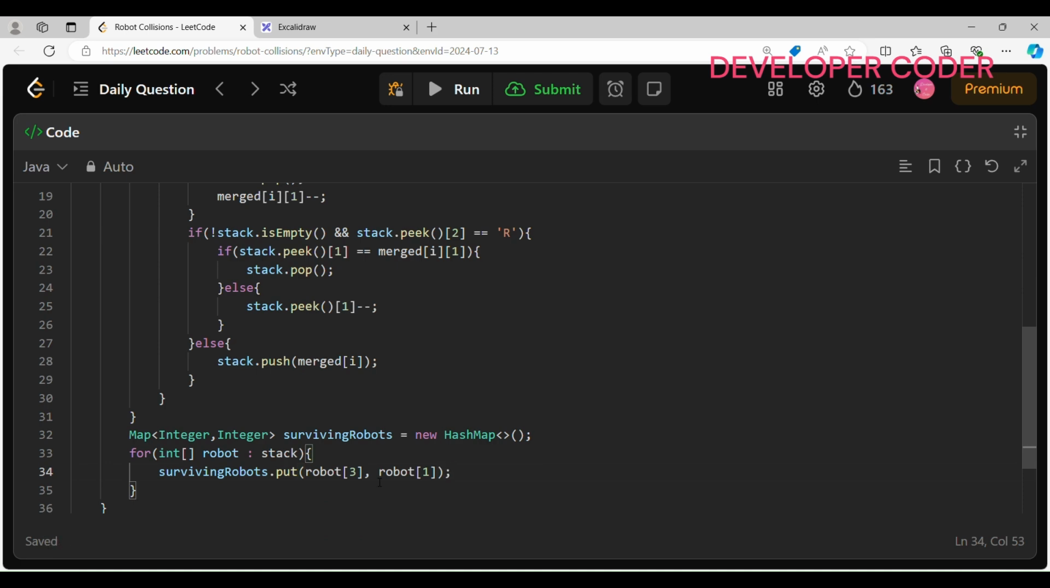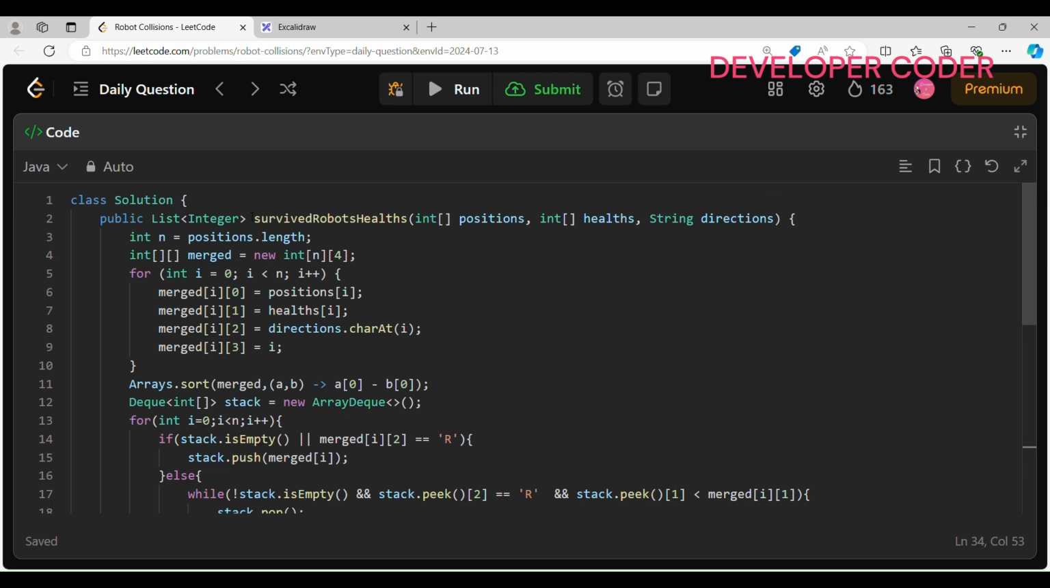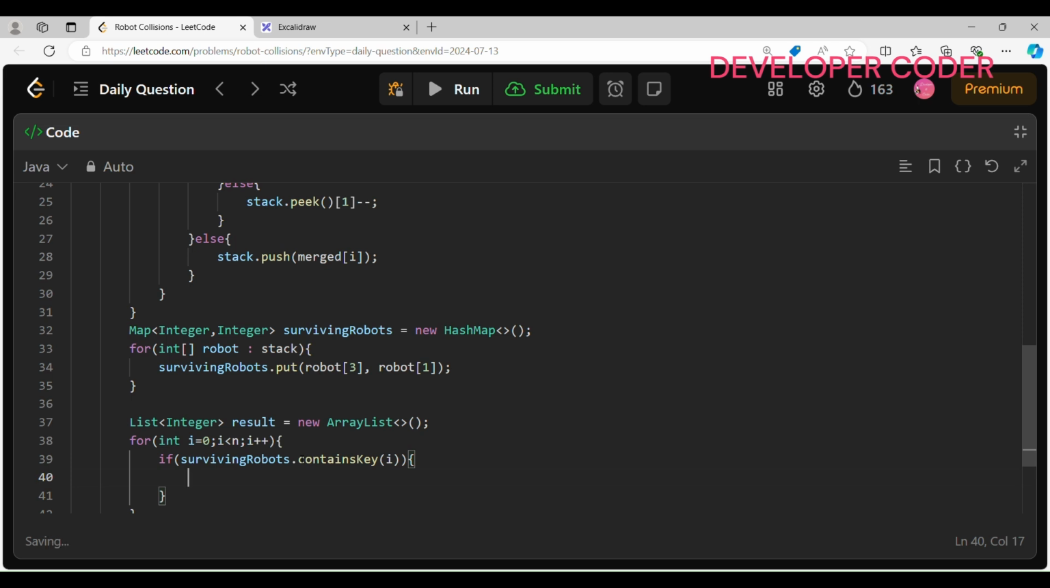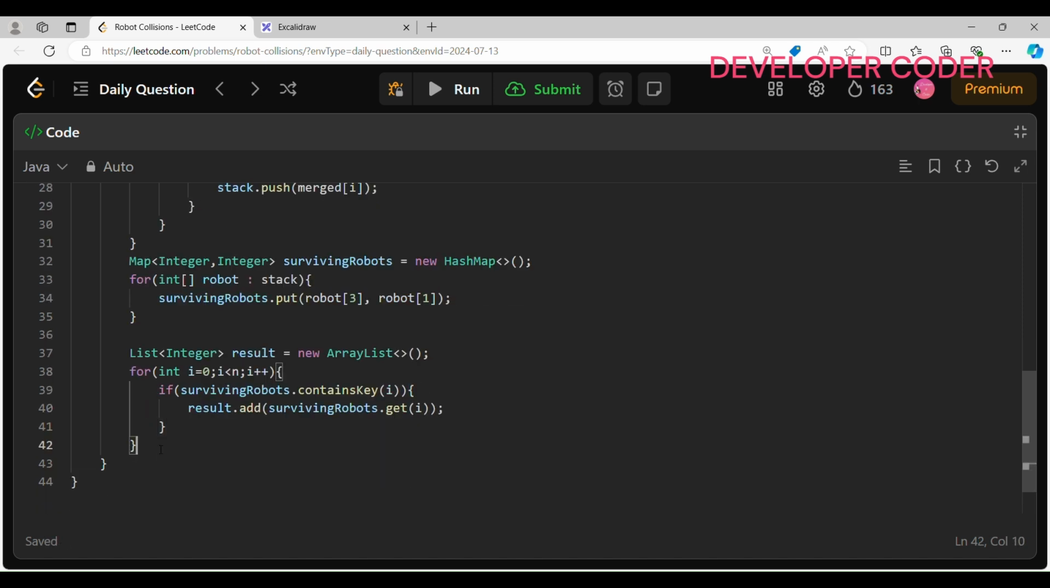Now in the end I have to give the answer in list format, right? So here after this, just create one list of integer array. Now iterate over all the elements one by one, and here I am going to check if my map contains the key at this particular index. Then in that case I have to add this value in my result list, right? Dot get of i. That's it. And in the end I am going to just return the result.